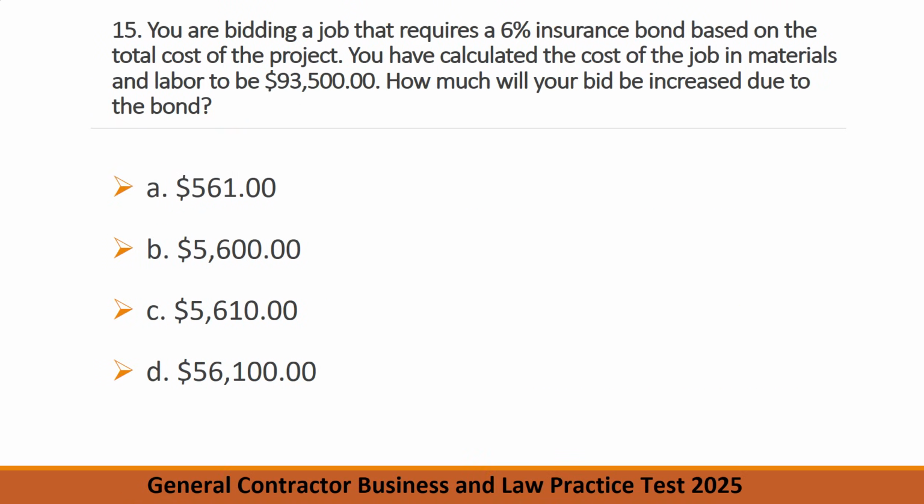15. You are bidding a job that requires a 6% insurance bond based on the total cost of the project. You have calculated the cost of the job in materials and labor to be $93,500. How much will your bid be increased due to the bond? A. $561. B. $5,600. C. $5,610. D. $56,100.